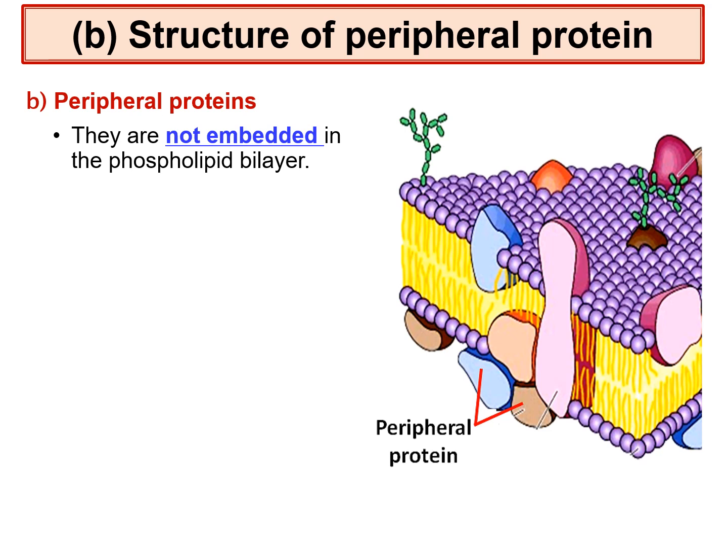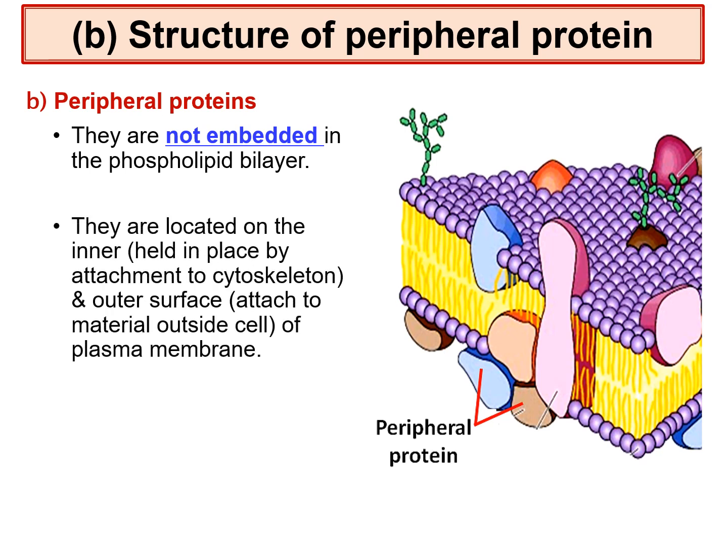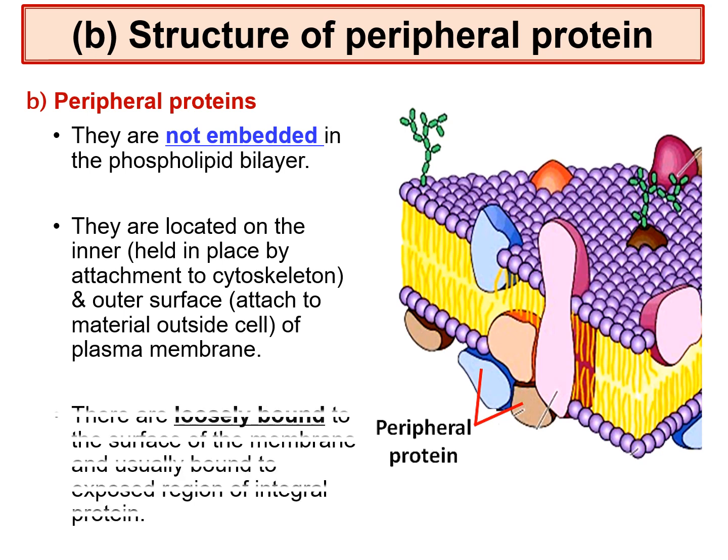In comparison, peripheral proteins are proteins which are not embedded through the phospholipid bilayer. They are only located on the inner part of the cell, held in place by attachment to the cytoskeleton, and on the outer surface they attach to material outside of the cell. They are known as loosely bound to the surface of the membrane and usually bound to the exposed region of integral protein.